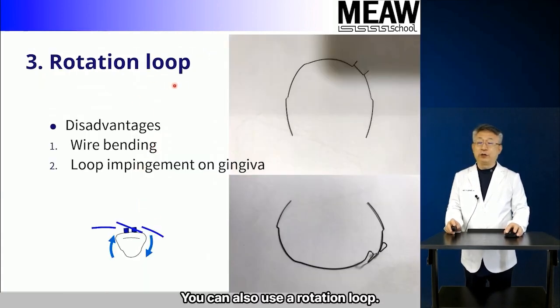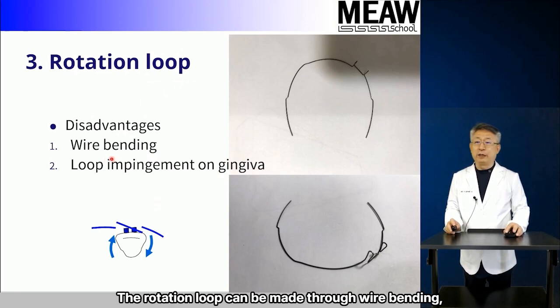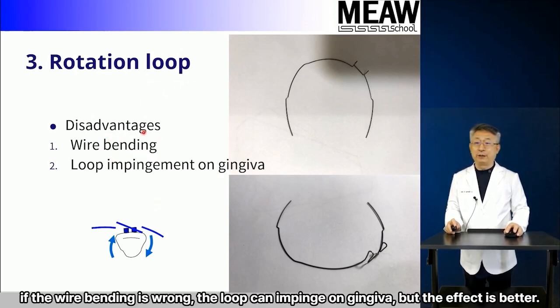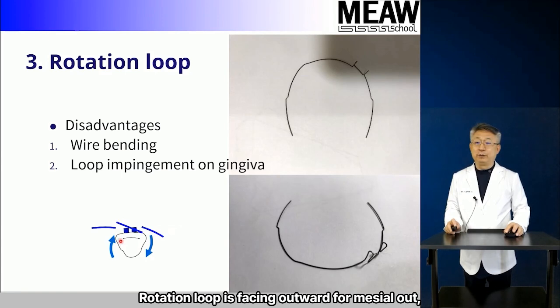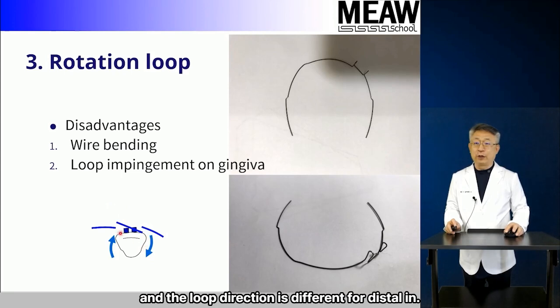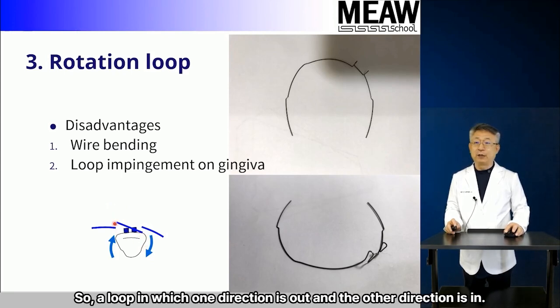You can also use a rotation loop. The rotation loop can be made through wire bending. If the wire bending is wrong, the loop can impinge on the gingiva, but the effect is better. The rotation loop is facing outward for mesial out, and the loop direction is different for distal in. So, it is a loop in which one direction is out and the other direction is in.